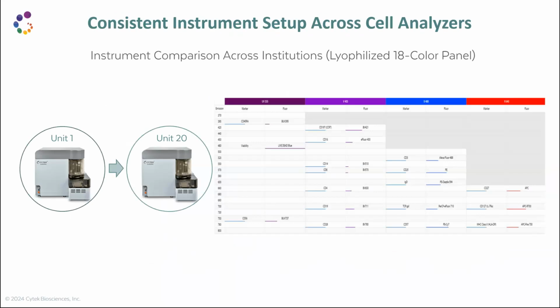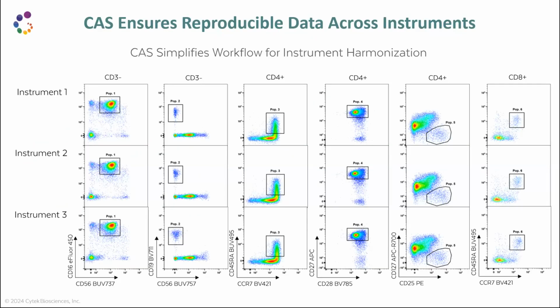Similarly, in this comparison that we did across 20 units, this is an internal comparison using units from customers all over the country. This is using an 18 color panel, lyophilized cells that were pre-stained and then run on the different instruments to see the consistency. 20 units total. We have a webinar that described in detail the results. Here just showing you 3 instruments to facilitate the visuals.